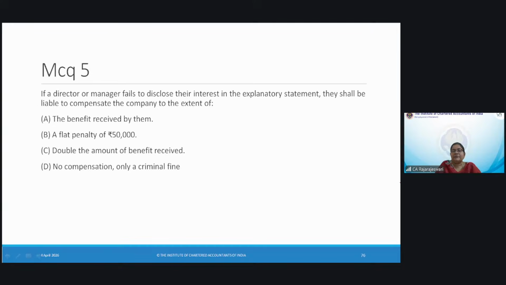Then, if a director or manager fails to disclose their interest in the explanatory statement, they shall be liable to compensate the company to the extent of: A, the benefit received by them; B, a flat penalty of 50,000; C, double the amount of benefit received; D, no compensation, only a criminal fine. So what should be your answer?